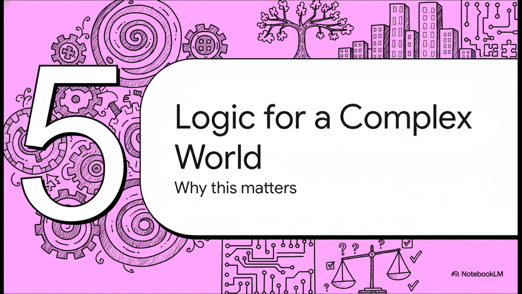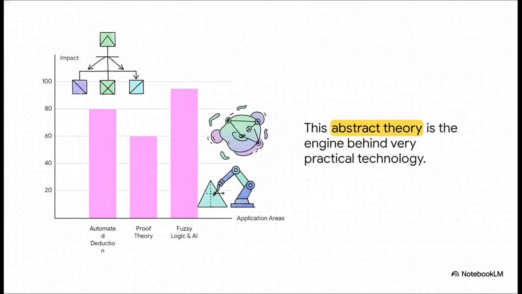Okay, this is all really fascinating theory for sure. But so what, right? What's the point? Why does building these abstract logical systems actually matter in the real world, to you and me? Well, it turns out this abstract theory is the engine running under the hood of some very practical, very real technology. While it's absolutely crucial for super technical fields like automated deduction, the biggest impact for most of us is in fuzzy logic and artificial intelligence.